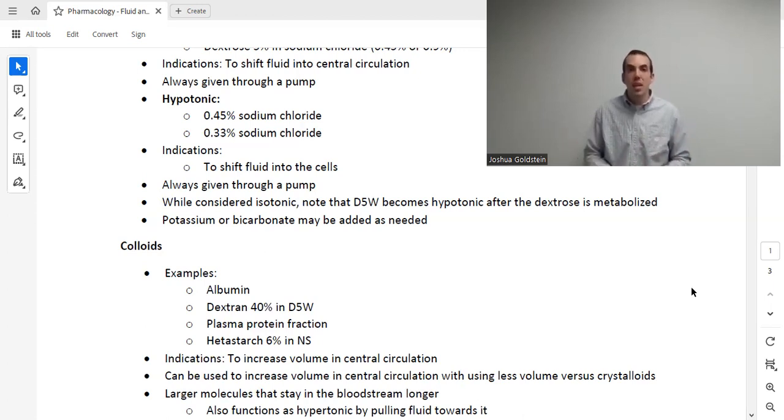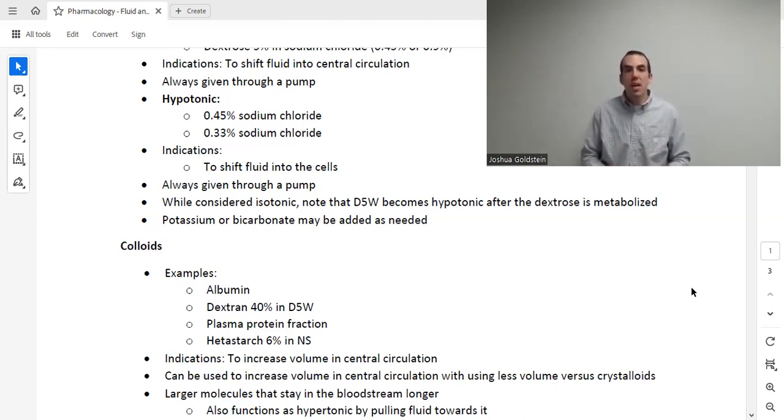to a normal ratio. When we're giving hypertonic or the next one, hypotonic, we're always going to give it through a pump because these fluids can cause these massive shifts. We want to be really careful and judicious with how we give it. We would never want to just eyeball it on a roller clamp. We want to be very specific.